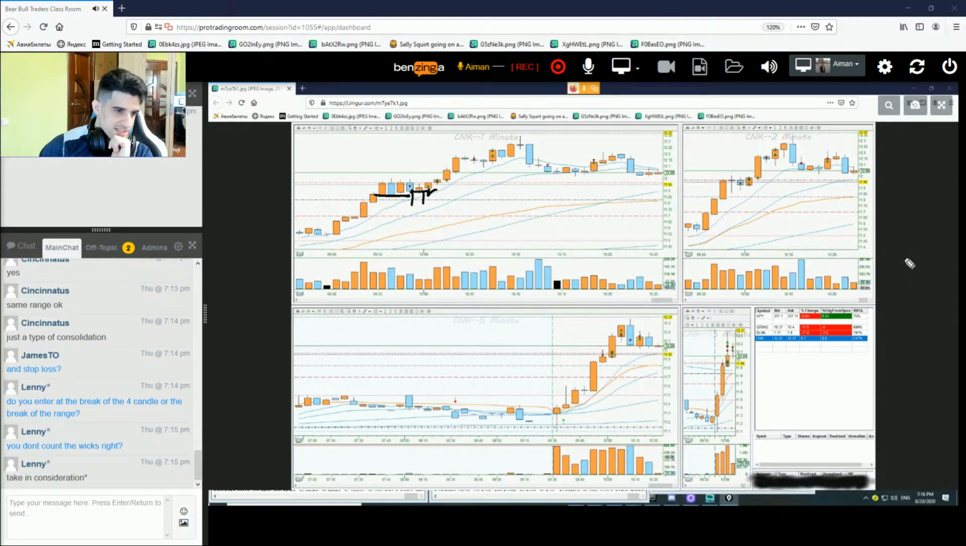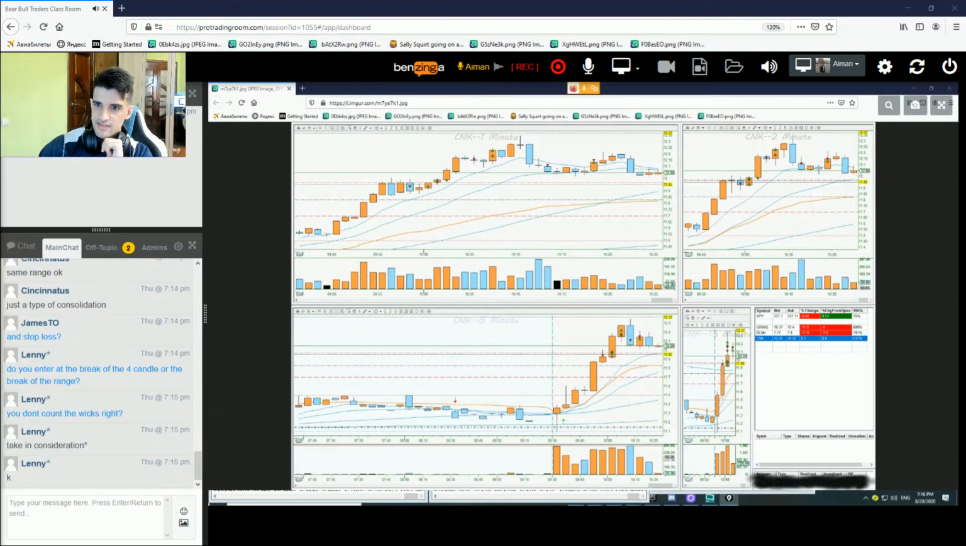The wicks are counted in this case if they are all touching the same level to the penny. In this case, wicks are counted. If it's been only 1 wick, let's say this is it here, this is 1 wick, but then the rest of the candles are holding the range, I will not wait for the break of the wick. I will hold for the break of this range somewhere there.